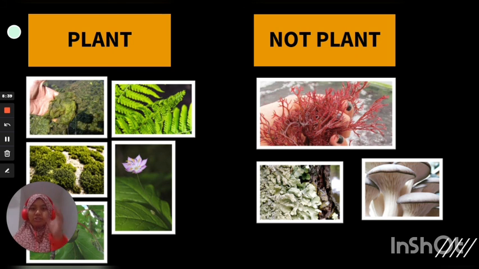Okay? So now I hope that you are clear with the difference between plants and non-plants. Okay, remember, all plants are green, but not all green things are plants.